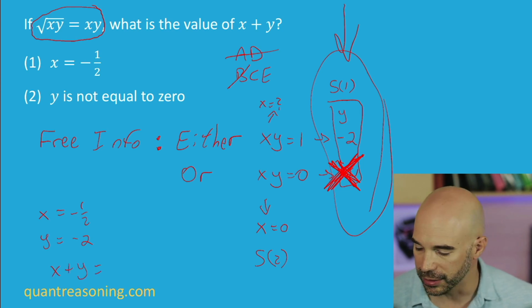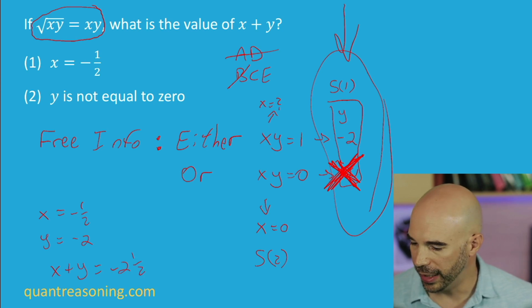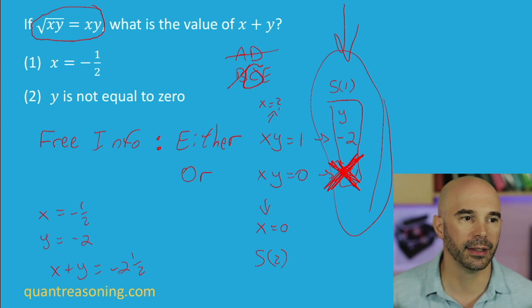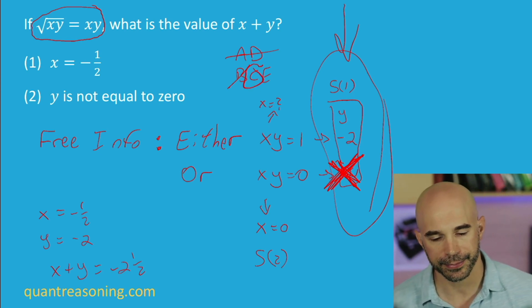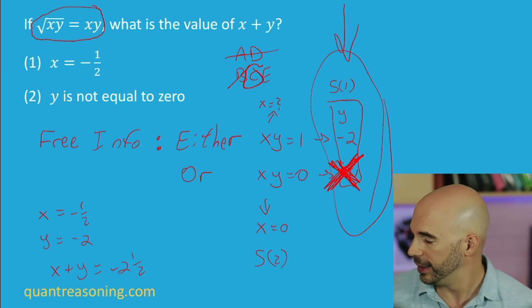I wouldn't actually answer it at the test center, but just for fun, the sum is -2.5. So we can answer the question definitively when we combine the statements, but not when we look at them individually. And therefore, the correct answer is C. I think there's an important takeaway here.